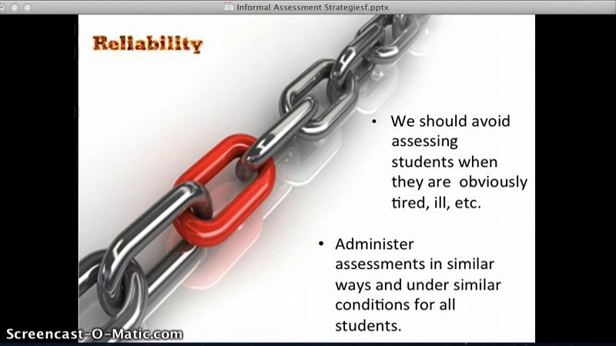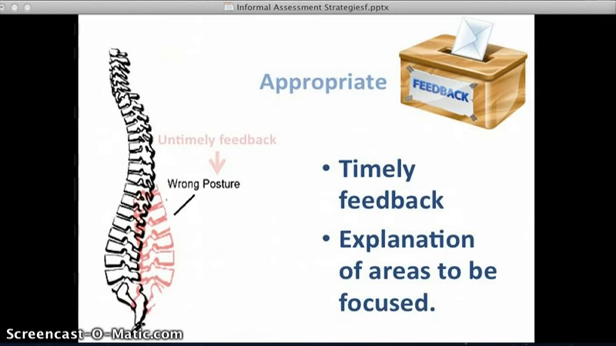Coming to appropriate feedback, I call it the backbone of classroom assessment because it encourages learners with good prior knowledge to share with others and assist them. It helps to clarify misconceptions and avoid unrealistic expectations based on classroom assessment results. Timely feedback and explanation of the area to be focused on is very, very important.